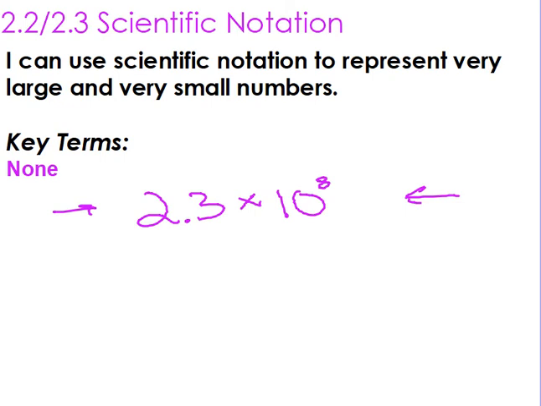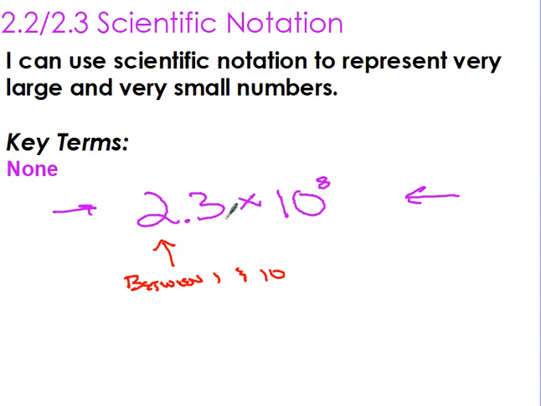Now, a couple of things I want to point out. The first number before the decimal has to be between 1 and 9. It has to be really between 1 and 10. As soon as I have 10, it's no longer in scientific notation. So it's always going to be 1 point something, 2 point something, 3 point, 4 point, 5 point, 6 point, 7 point, 8 point, 9 point something. So that's the first thing: the first number, this decimal, has to be between 1 and 10.